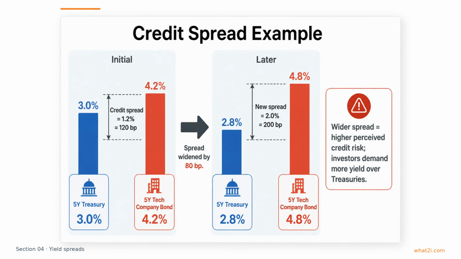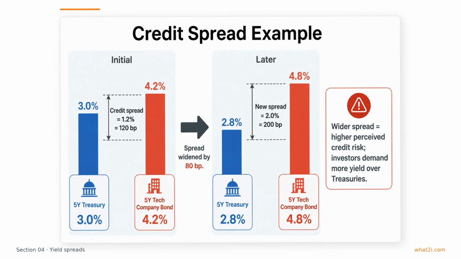Take a credit spread example. Suppose a 5-year treasury yields 3.0% and a 5-year technology company bond yields 2%. The spread is 2 percentage points or 120 basis points. Later, if the treasury yield falls to 8%, while the company bond yield rises to 8%, the spread widens to 0 percentage points or 200 basis points. That widening usually means the market now demands much more yield to hold the company bond relative to treasuries. In practical terms, investors are perceiving higher credit risk, lower liquidity, or a more risk-averse environment.